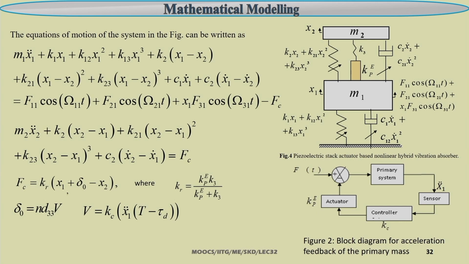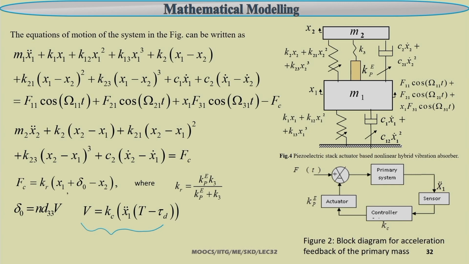We can take this control law in this way. So, now we are taking a time delay feedback, taking tau d as the time delay. So, we can write V equal to K C into x 1 double dot t minus tau d. So, here you just see we have taken this time delay as tau d. In this acceleration feedback, we are assuming there is a delay of tau d.